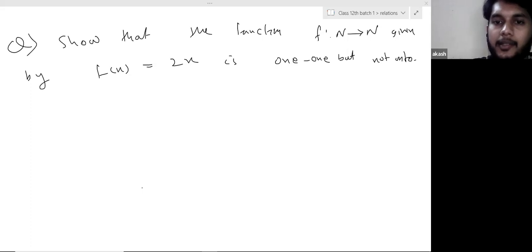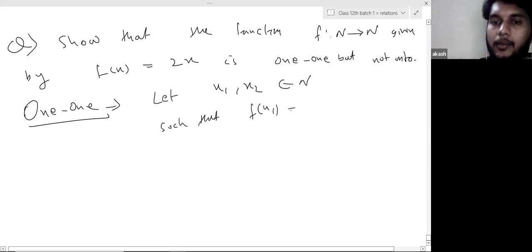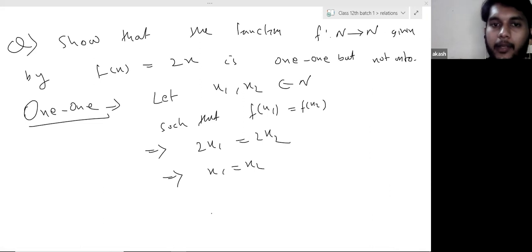See, one-one is very easy. We did that in the last class. To check a function is one-one, let x1 and x2 belong to N such that f of x1 is equal to f of x2. This implies that 2x1 is equal to 2x2. This implies that x1 is equal to x2. All right, good, Kulsum.